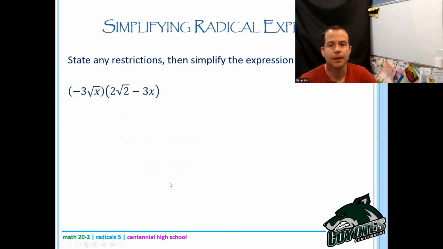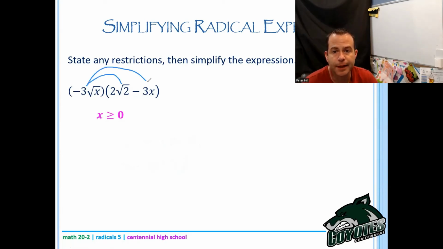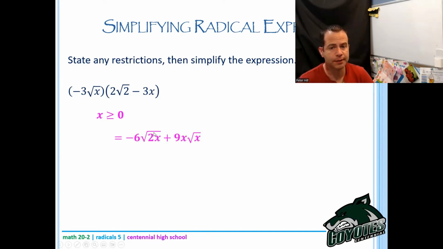Okay. Here, again, we'll start with restrictions. X has to be greater than or equal to 0 because of that guy there. This is the distribution property. So I'm going to go that times that and that times that. And that's going to give me negative 6 root 2x and then positive 9x root x. So negative 6 root 2x and positive 9x root x.